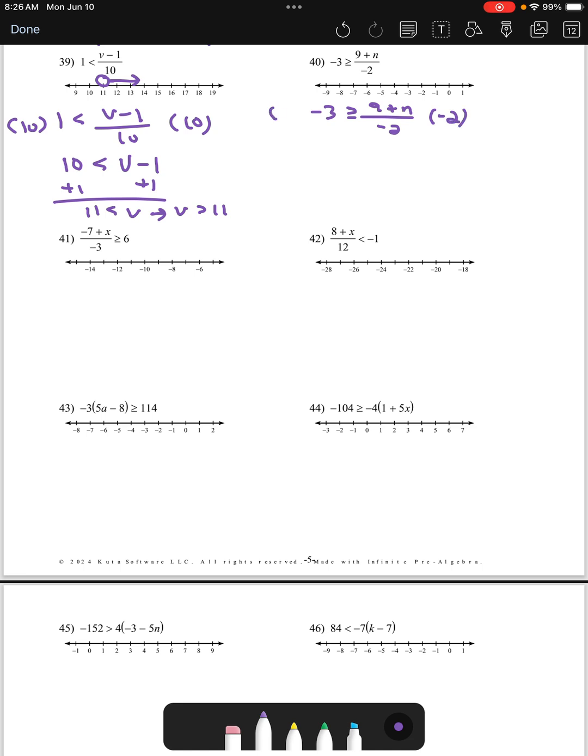Number 40, we have negative 3 is greater than or equal to 9 plus n all over negative 2. Our first step is going to be to clear the fraction, multiply both sides by the negative 2. So negative 2 times negative 3 is positive 6. We did multiply both sides by a negative number. So we do need to flip our inequality symbol at this point into a less than or equal to.